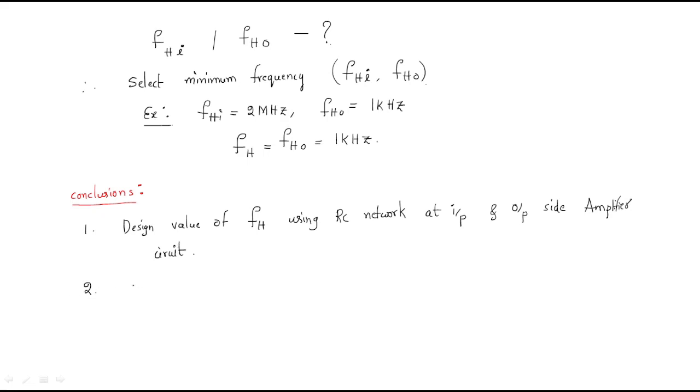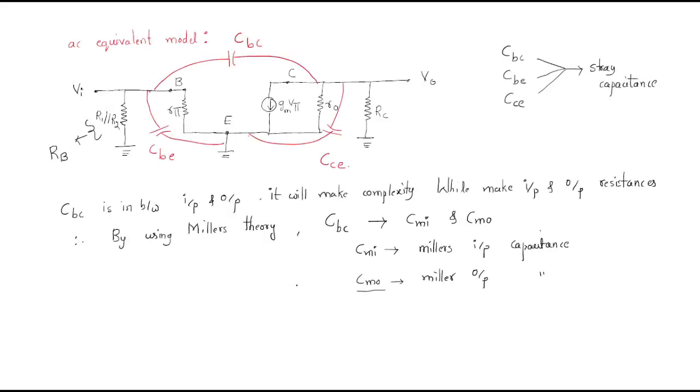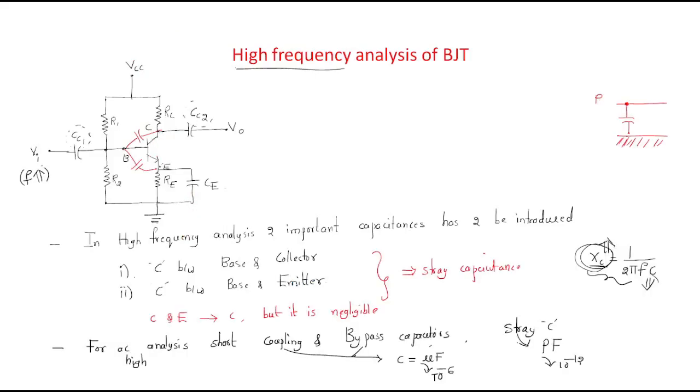And second, the higher frequency is nothing but the minimum frequency between the input side frequency and the output side frequency. You will get the two frequencies, then you will select the minimum between these two frequencies. Okay, so this is about the high frequency analysis of BJT, or the high frequency equivalent circuit of BJT.